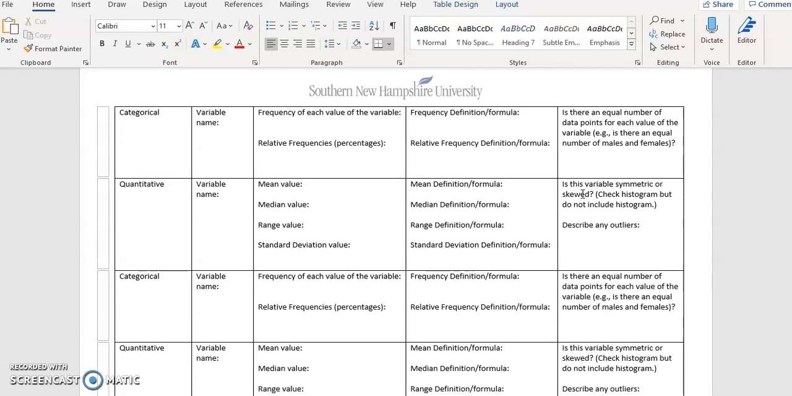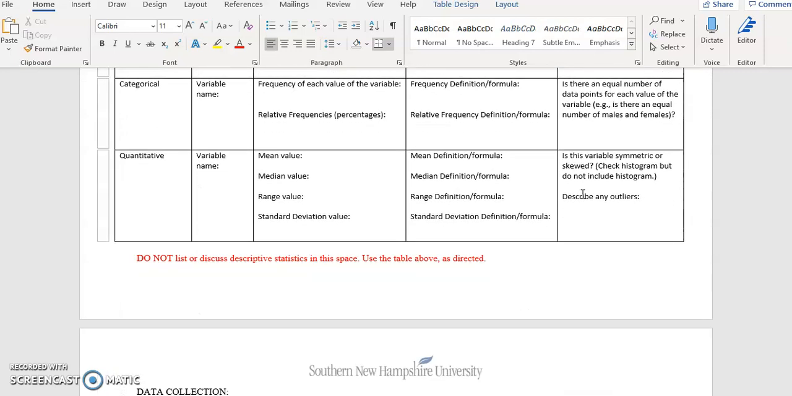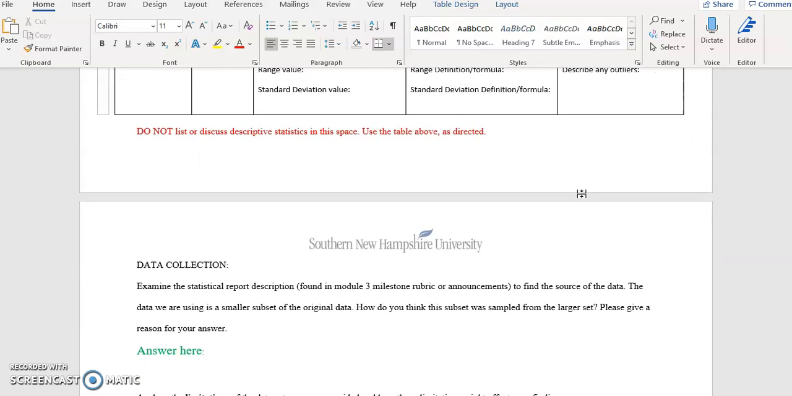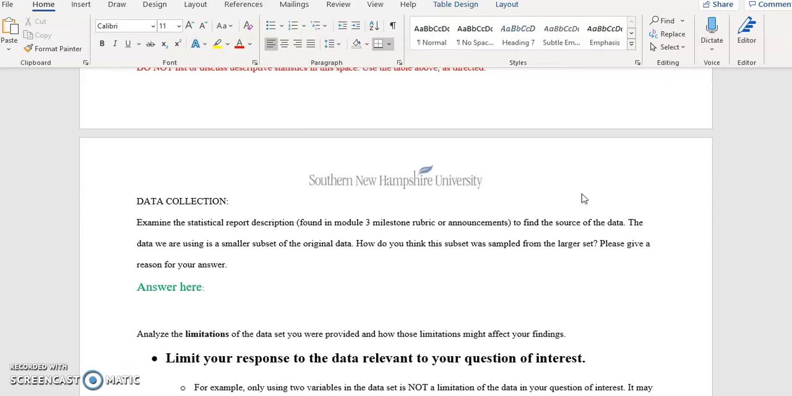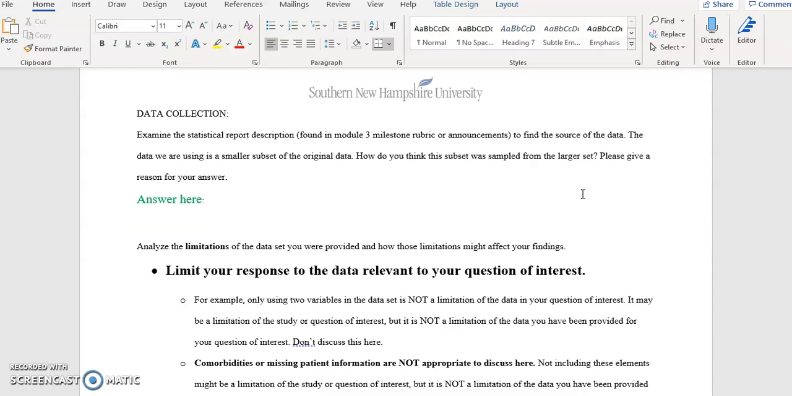I don't have any other variables, so I'm just going to leave these blank. I'm not going to delete the rows. Don't cut and paste your statistics tables, okay? Plug them in like we did, like we copied and pasted them above in the individual spots, okay?